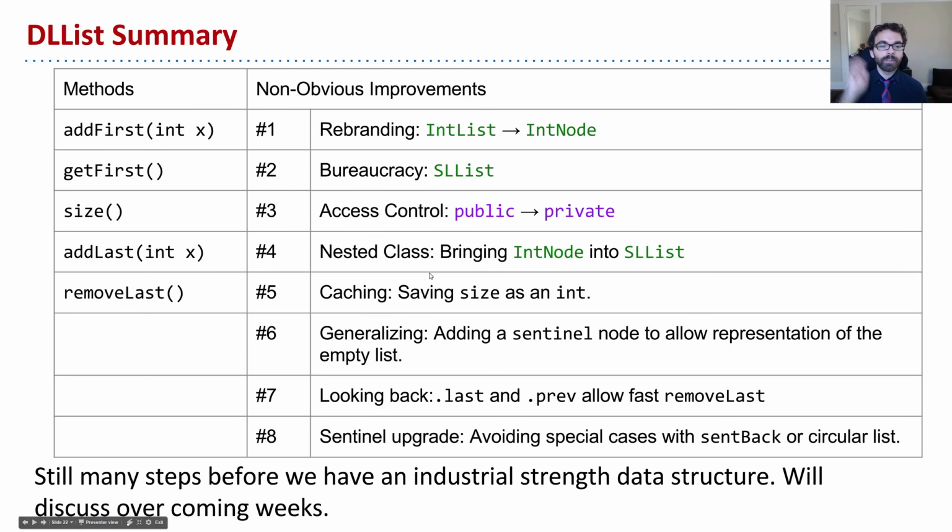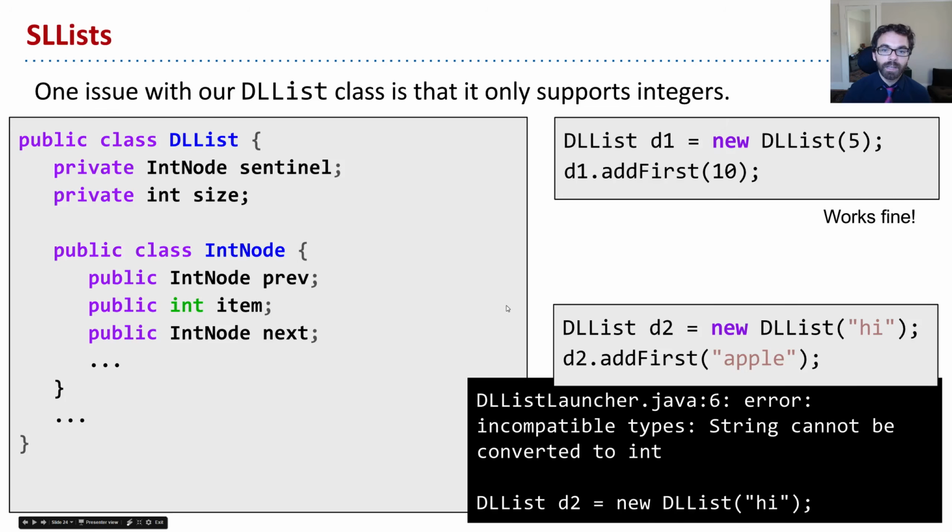So to summarize all the things we've done, in the previous lecture, we made an SLList, improvements 1 through 6. In this lecture, we've made the DLList, 7 and 8. And there's many more things before we would be up to par with the built-in linked list that's in Java. For example, adding exceptions and various other features. And we'll discuss those over the coming weeks. But that's the core of what makes a doubly linked list good. There's a little bit more we're going to say now about making our linked lists even better.